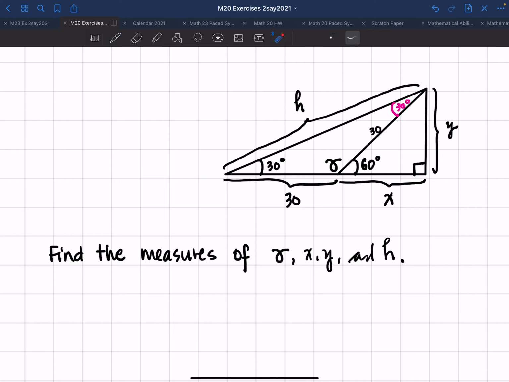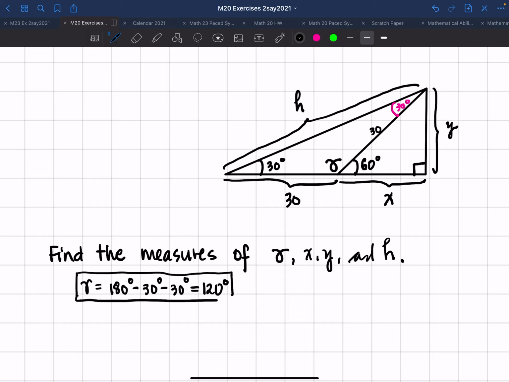So, paano nyo mahahanap si gamma? So, gamma is 180 minus 30 minus 30, kasi 180 ang sum ng interior angles. Minus 30, which is 120 degrees. Okay, so yung gamma is 120 degrees.